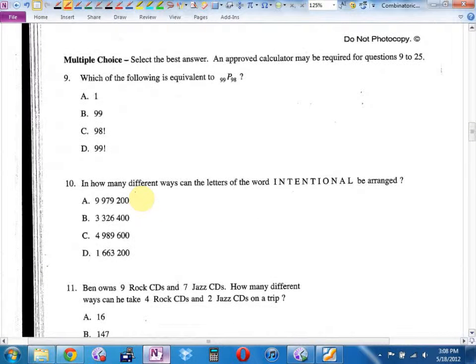Which of the following is equivalent to 99P98? This is really testing to understand how the formula works. And according to your formula sheet, which I'm sure you have out in front of you because you're all good test writers, or you might just have the inside cover of your workbook open because that's also got all the formulas, I think.